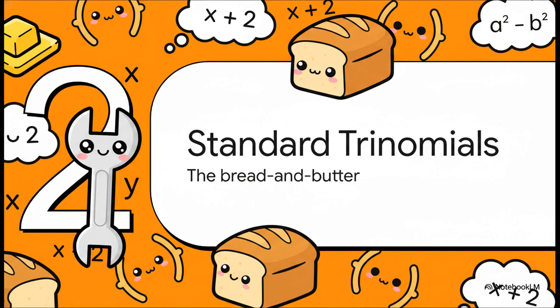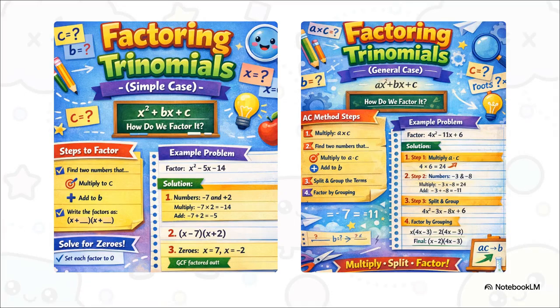Moving right along to Section 2, tackling standard trinomials. This is your absolute bread and butter. Now, when you're dealing with trinomials, our toolkit's flowchart splits depending on what we see right up front. We have the simple case, where the leading coefficient is just an invisible 1. And then we have the general case, where that leading a term is a number greater than 1. Spotting this difference immediately dictates our very next move.